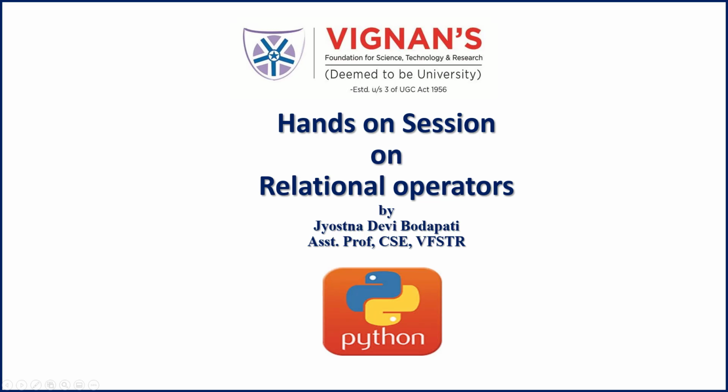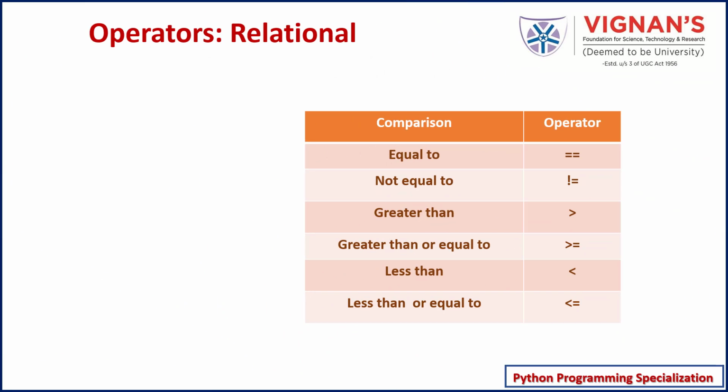So in the last video we have seen how to use various arithmetic operators with the numerical type of data. So in this video we'll see how to use various relational operators with the scalar data and how to use them with the sequential data. So Python provides various relational operators to compare the relationship between two different variables or two different constants or even two different variables or expressions.